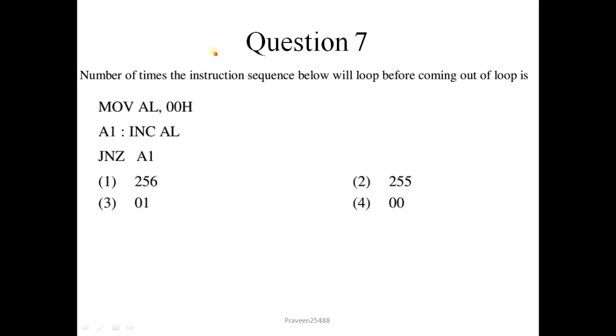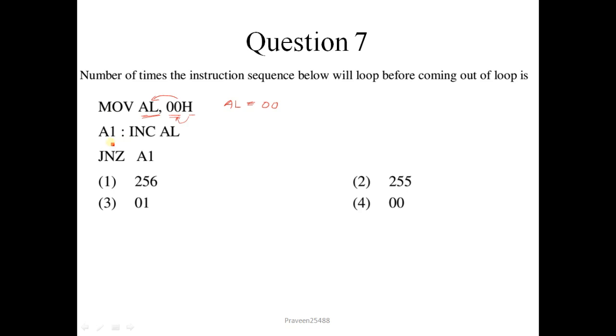Question number 7. Number of times the instruction sequence below will loop before coming out of loop is. So here instructions are given. MOV AL, 00H. H is representing here that this data is given in hexadecimal form. So this is 8-bit data. The operation of this instruction is that AL represents an 8-bit register, and this 8-bit data will move into the AL register. So contents of AL after execution of this instruction would be 00 in hexadecimal.